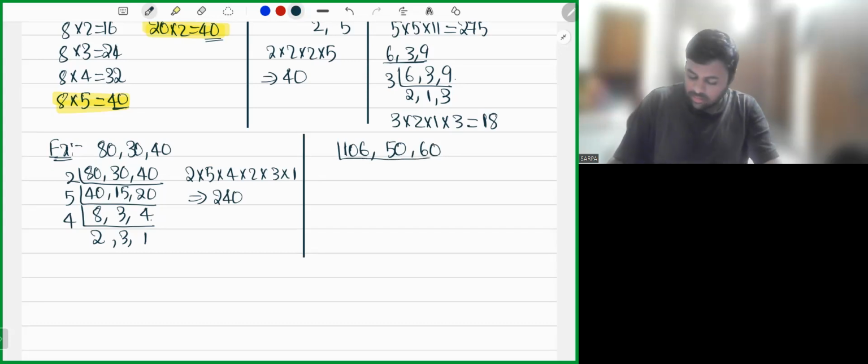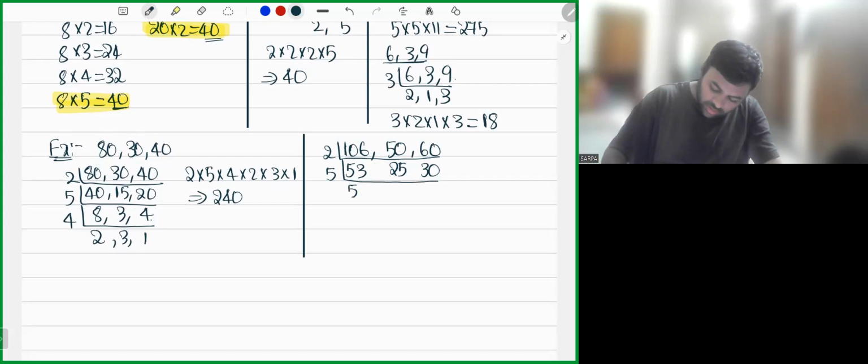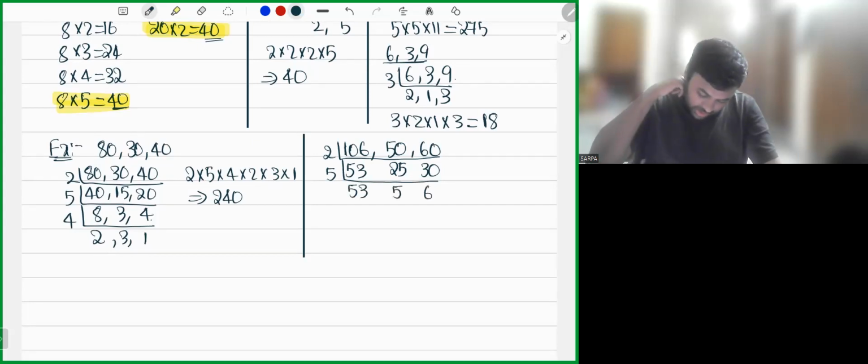Now, what is the least number? 2. 106 by 2 is 53, 25, and 30. Next, let us take 5. 53, 5 5s are 25, 5 6s are 30. Sir, 53 is not divisible by 5, right? So that's the reason I have written it as it is.